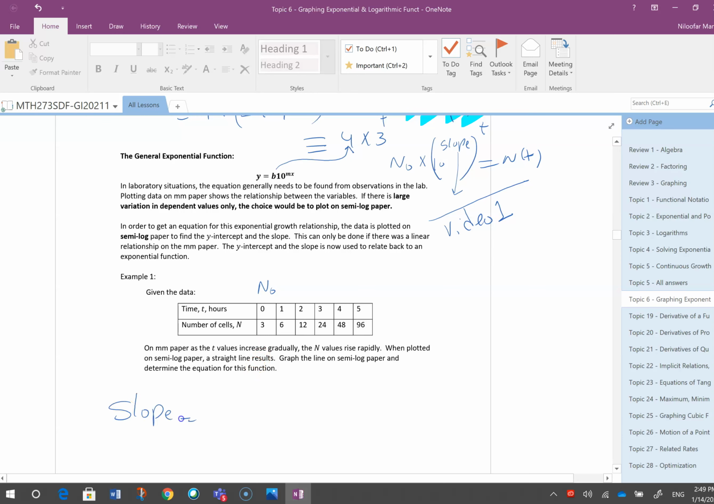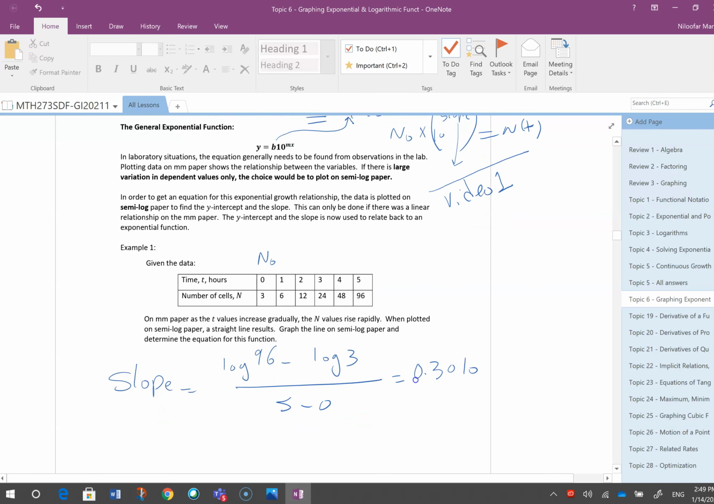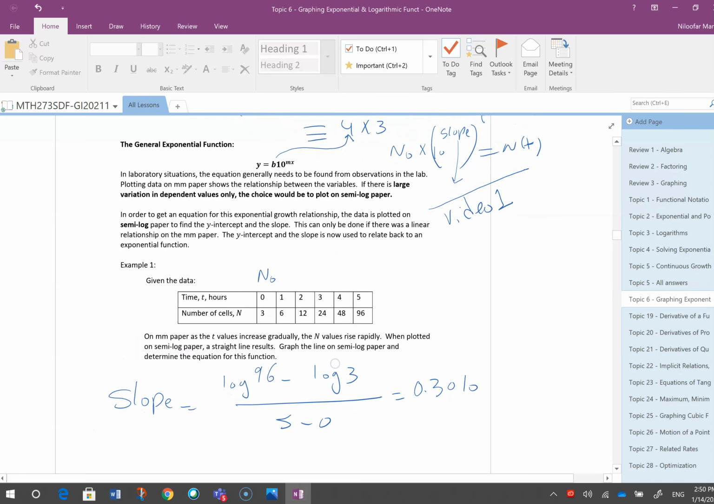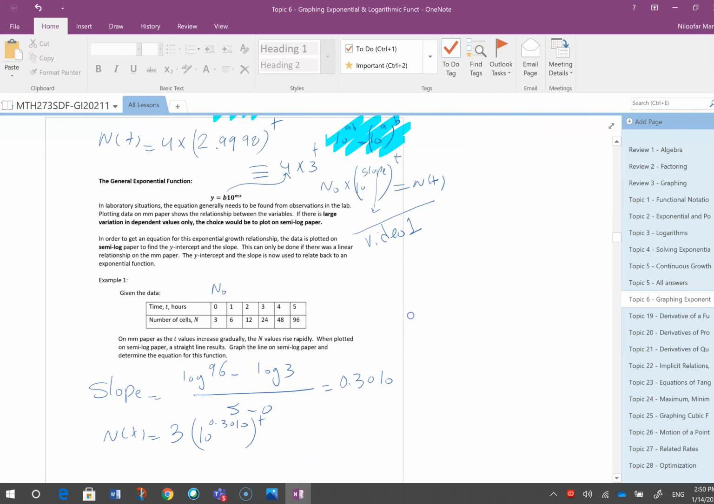What is a slope? A slope is logarithm 96. I said, use the first point and last point. That's the better option. This divided by 5 minus 0. This is 0.3010. Okay, and then I can say, look at what I have here. I can say nt is n0, which is 3, times 10 power 0.3010 power t.